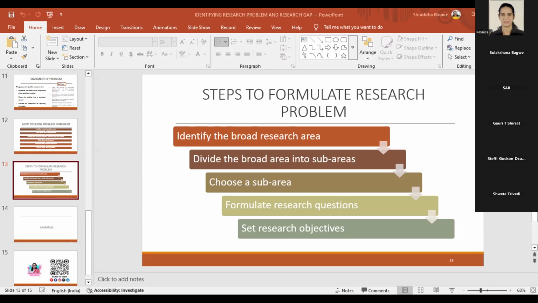Then the third step is you choose a sub area. See, it is not possible to study all the sub areas because we have the limitation of money and we have the limitation of time.